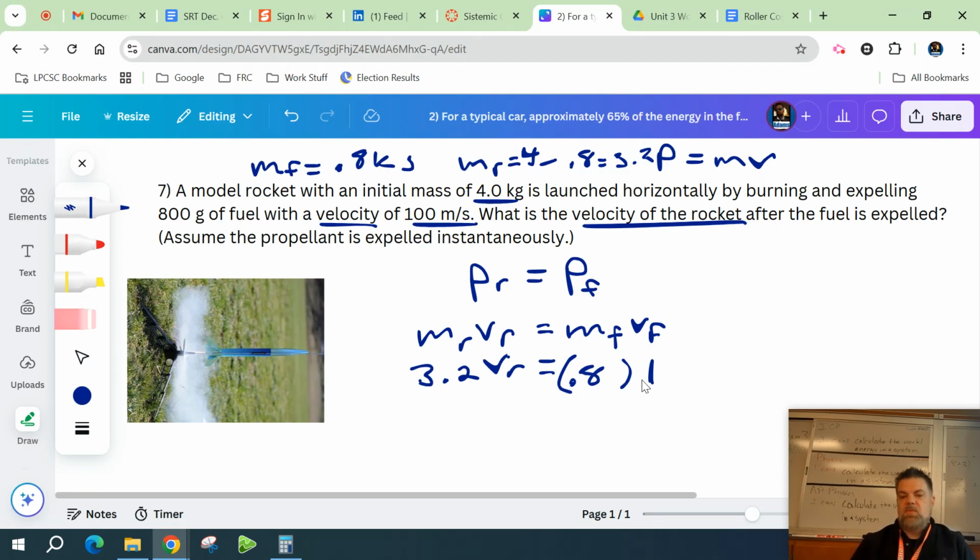And let me explain what they mean by the fuel and all that stuff. With rockets, there's equal and opposite reactions. So the rocket goes this way because the fuel goes this way. Okay? And so what do I do? Well, I'm going to take both sides and divide by 3.2, even though I wrote down 3.3.